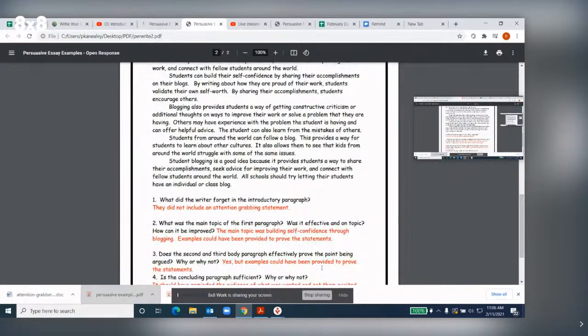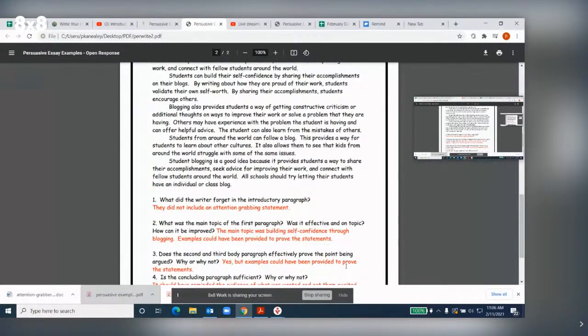Why or why not? Yes, but examples could have been provided in the statements. So it talks about self-confidence and getting constructive criticism, but they didn't put any specific examples of how that might have helped them. And the last one says, is including paragraphs sufficient, why or why not? And we're going to look at the last paragraph.